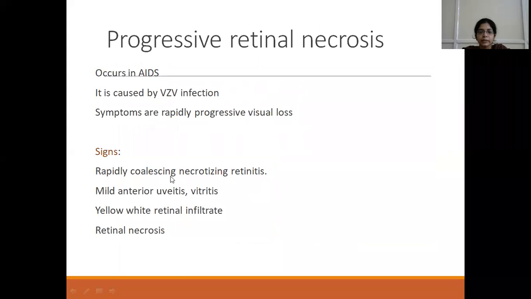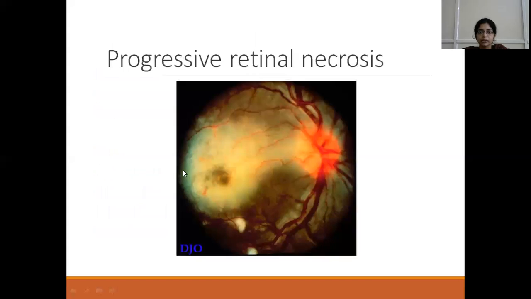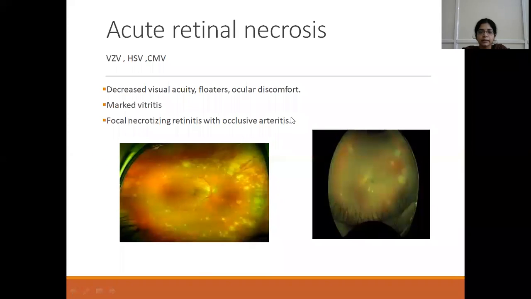In progressive outer retinal necrosis, whatever patches you see are large, rapidly coalescing patches of retinal necrosis. Look at this picture. It's a very large patch of retinal necrosis. These are focal patches, with mild vitritis. These are focal patches of necrotizing retinitis. Those are rapidly coalescing large patches of necrotizing retinitis.